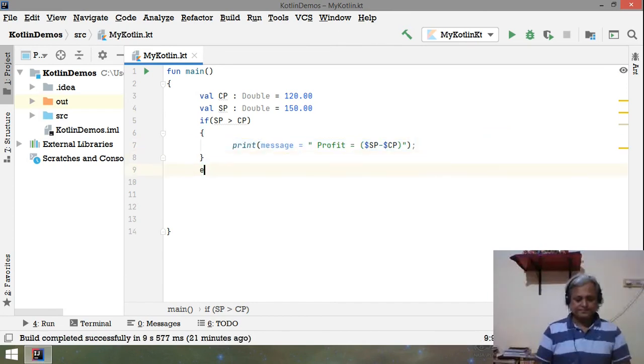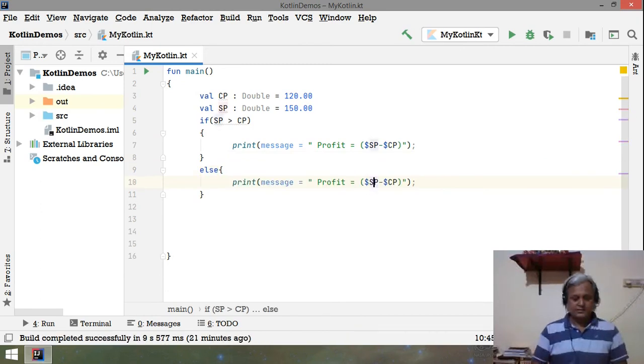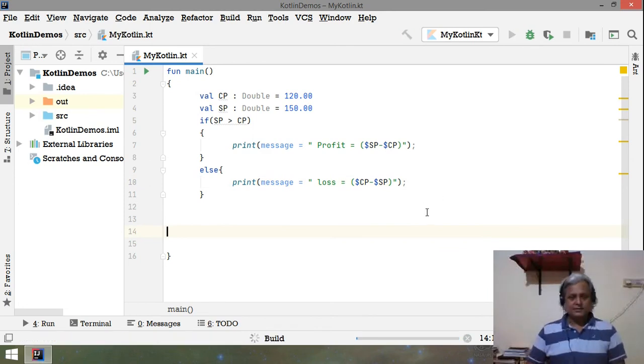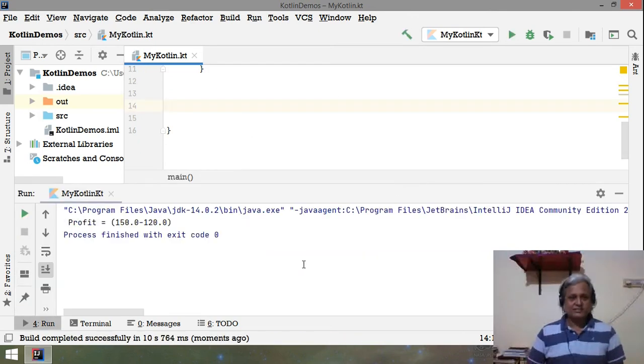And else, I write CP and SP, and that will result in loss. So here I go and run my code. So you remember the cost price is 120 and the selling price is 150. Now let's see the result.